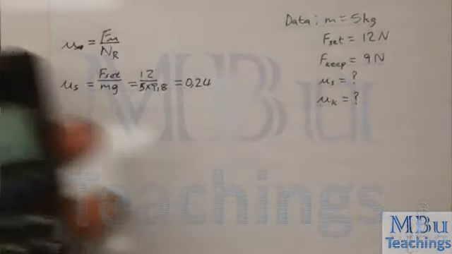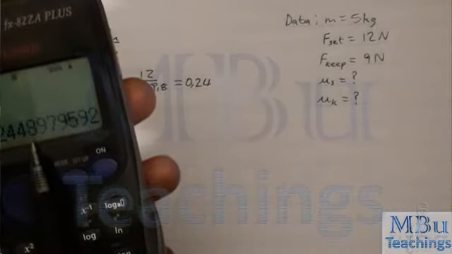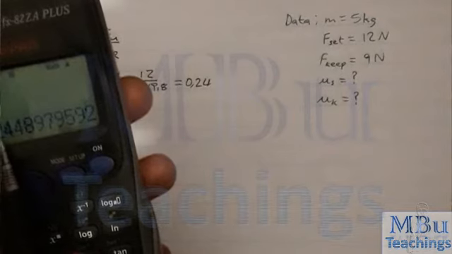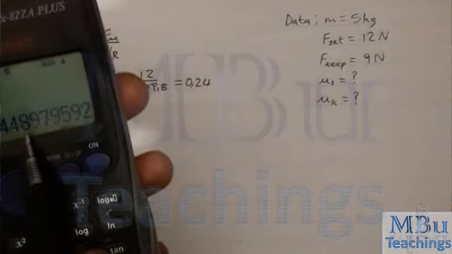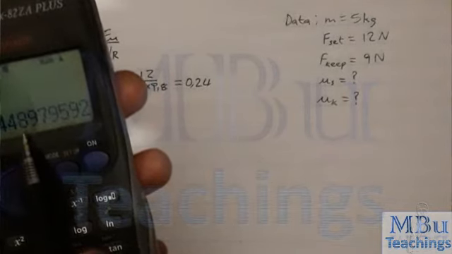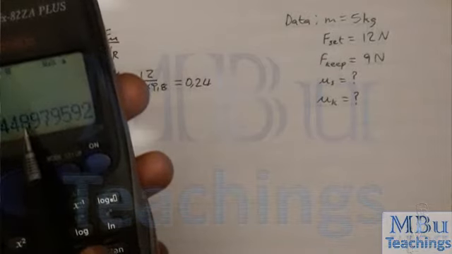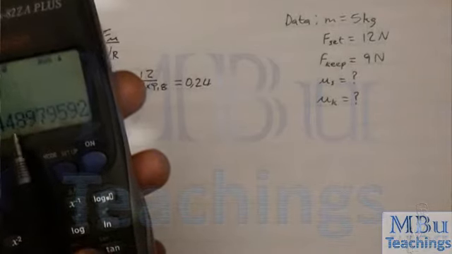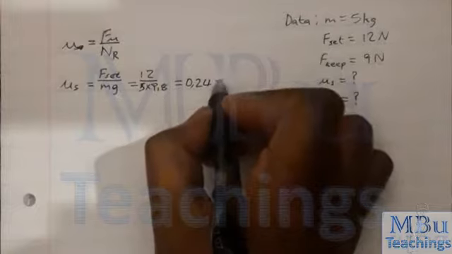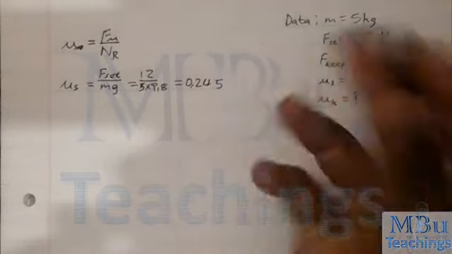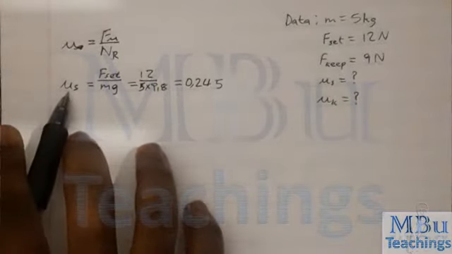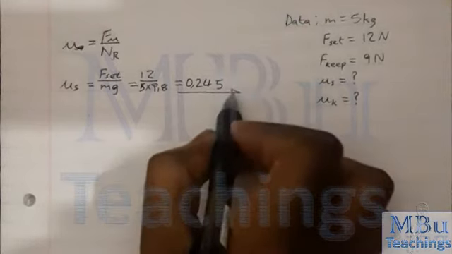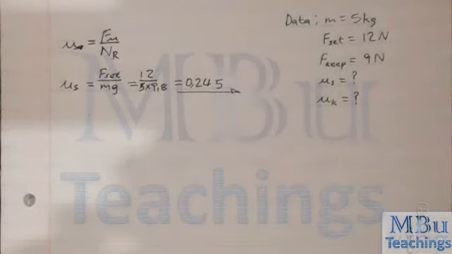0.24489. We need to take only 3 decimals, but after the third decimal we have 8. 8 is above 5, so we make the second 4 a 5. So we'll have 0.245. And we know that mu has no units, so we'll leave our answer just like that.